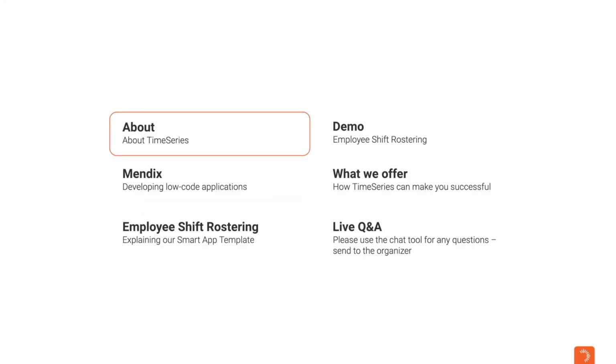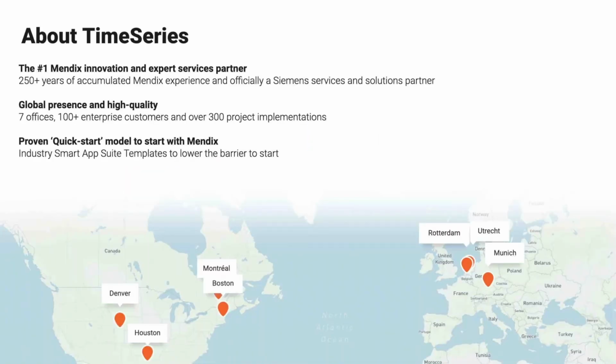Today, I would like to talk to you a little bit about who we are as a company, really quickly, because what we do want to get across really nicely is what Mendex is and how it can help you deliver applications faster. And we want to illustrate that with an example in the area of employee shift rostering, which I will also give you a demo for, so you will see in practice what such an application would look like. So quickly about our company.